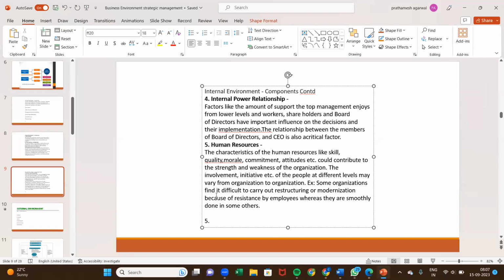So some organizations find it difficult to carry out restructuring or modernization because of resistance by employees, whereas it is smoothly done in some others. In some companies, changes are welcome, right? People don't hesitate to move from the comfort zone to the fear zone, but in some cases they are called Fabian workers. They do not want to move. They are happy with the typewriters. They do not want to use computers, for example.